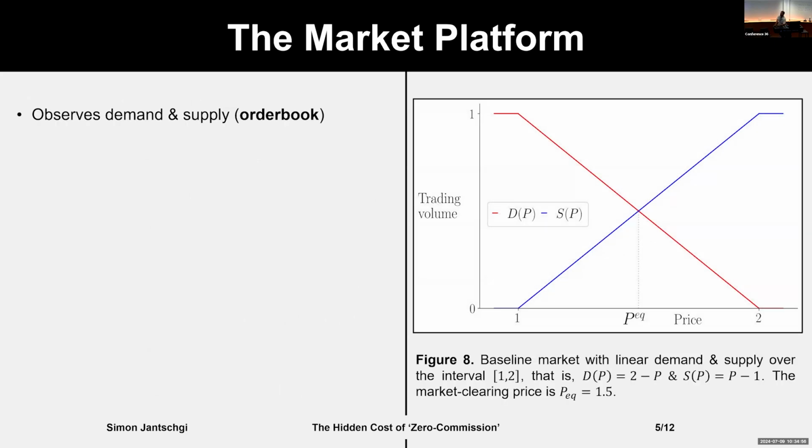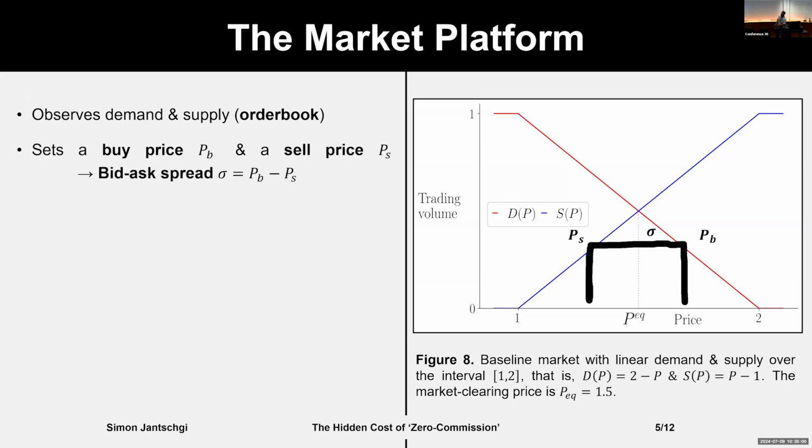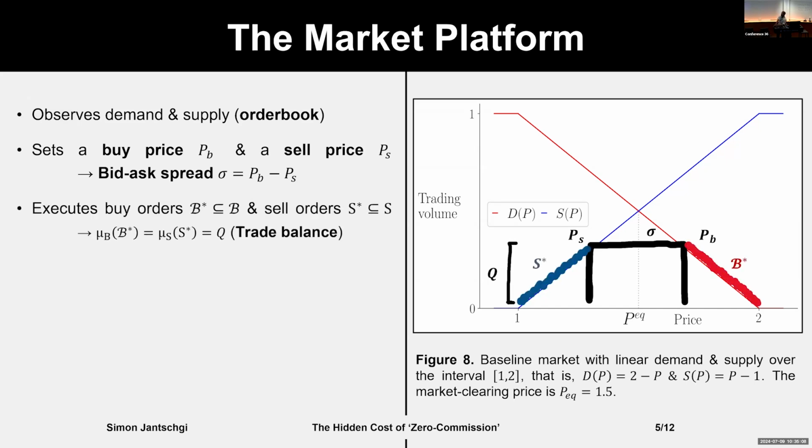The market platform is going to observe the order book, so the demand and the supply schedule, and it's going to set a bid-ask spread, so a buy price and a sell price for the asset, and the difference between the two is what I'm going to call the bid-ask spread. Now, given that bid-ask spread, the market platform is going to execute some buy and some sell orders, where the only condition is that the mass of executed orders needs to be the same for both market sides so that you can actually match buy and sell orders and facilitate trade.